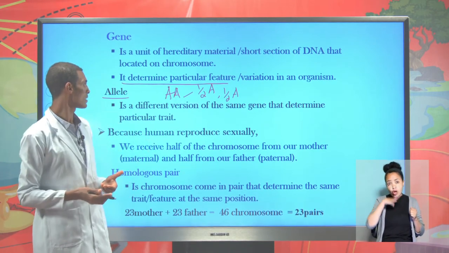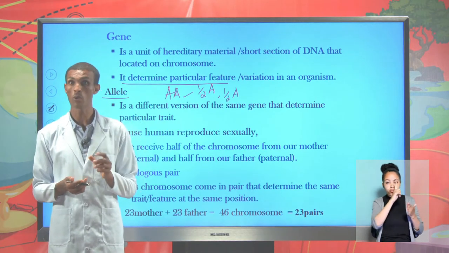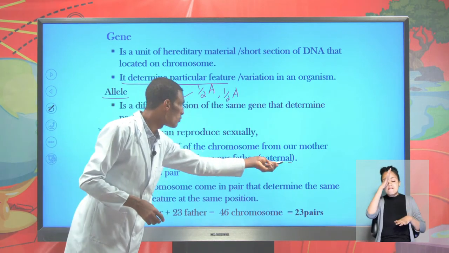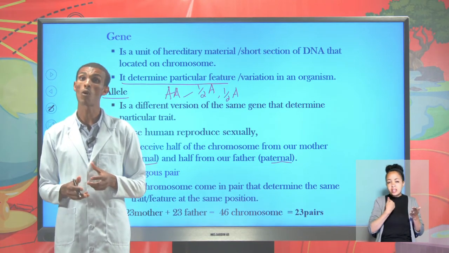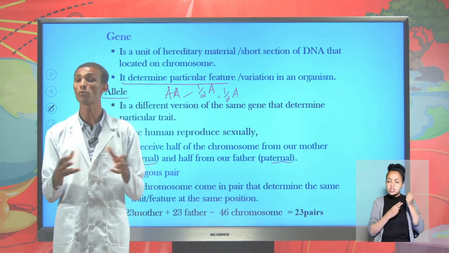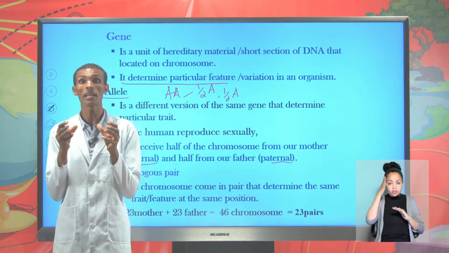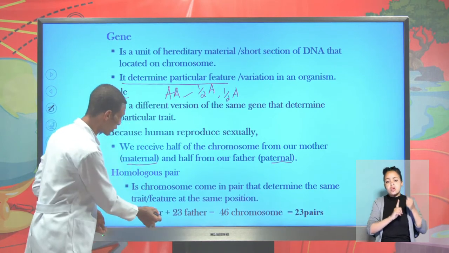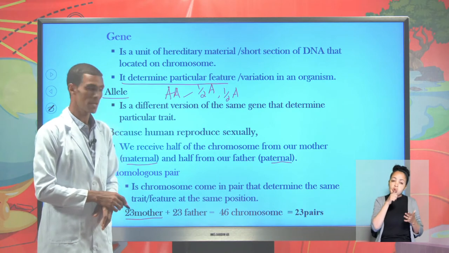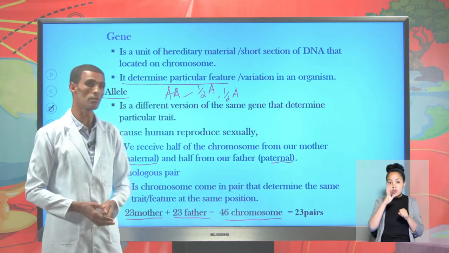As we human beings reproduce sexually, as a result of meiosis or division, we inherit half of our chromosomes from our father, which we call paternal, and half from our mother, which we call maternal. Here, there is a term, homologous pair. Chromosomes come together forming a pair, the ones that determine a certain feature at a certain locus or position, is said to be a homologous pair. For example, 23 chromosomes from a mother and 23 chromosomes from a father come together to form 46 chromosomes.